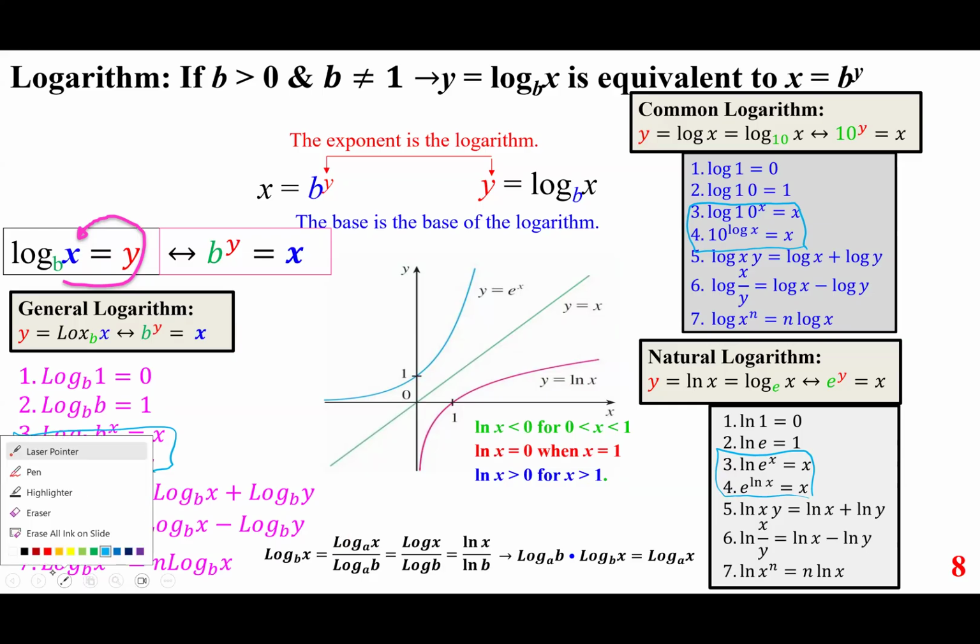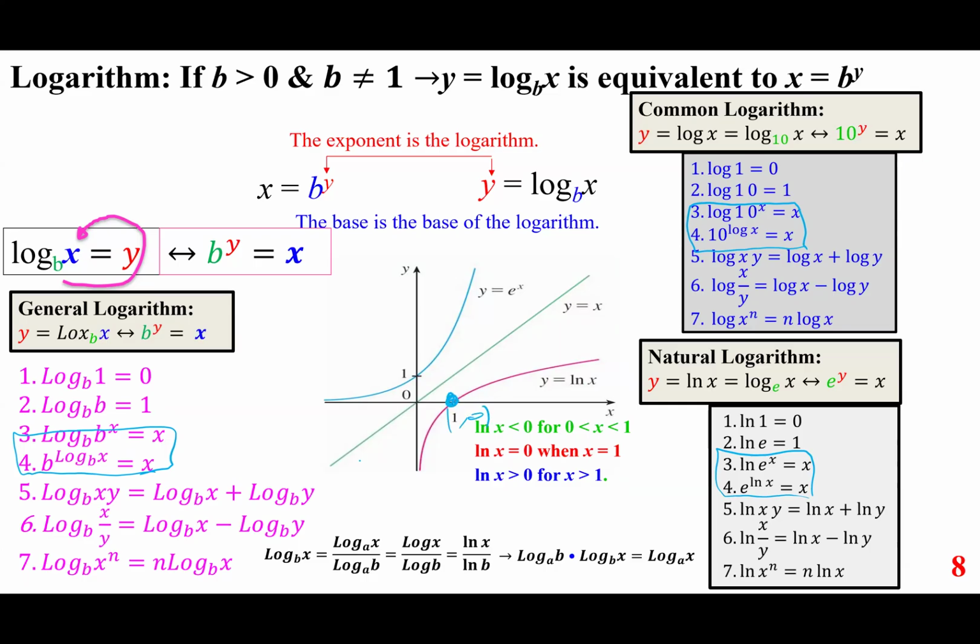And finally, if I look at this point, it's located at 1, 0, which is the x-intercept of ln x. And if you go to the left of that, here is negative. ln x is negative between 0 and 1, and 0 at x equals 1. And it's positive for x larger than 1. It's extremely important that we know this stuff, okay, because they're not going to go anywhere.